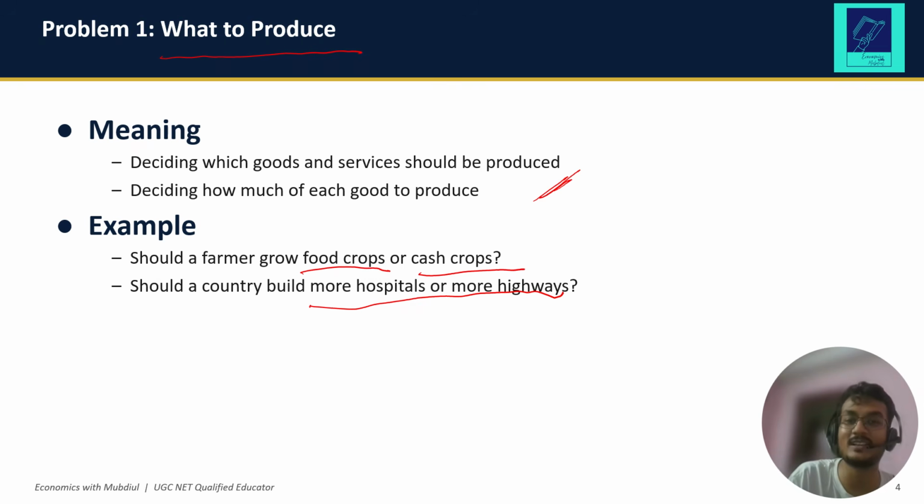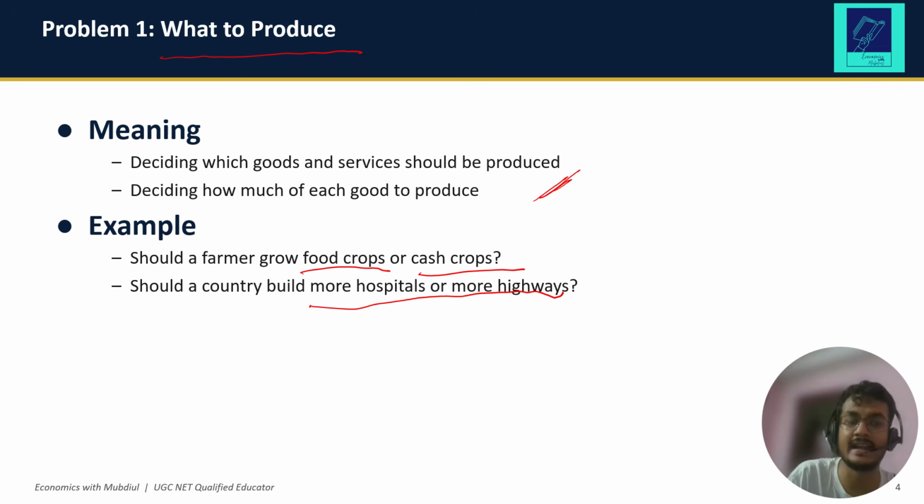So which one should the government choose? There is not always an easy answer. That's precisely why it is an economic problem. The government has to consider people's needs, available resources, existing infrastructure, priorities, and expected benefits. Then it decides how much should go toward each. This brings us to the second part. Knowing what to produce is not enough. We must also decide how much.